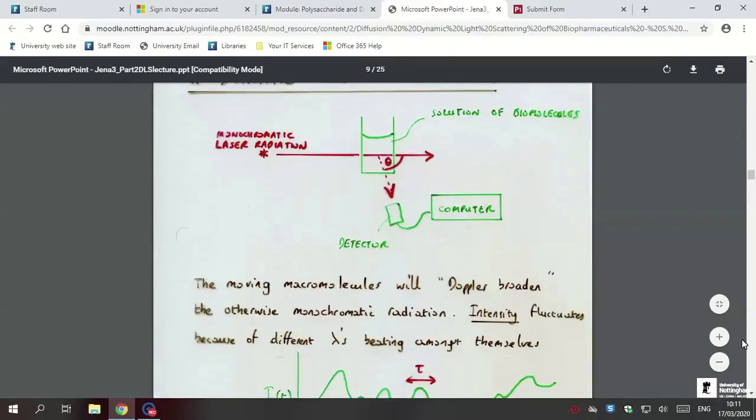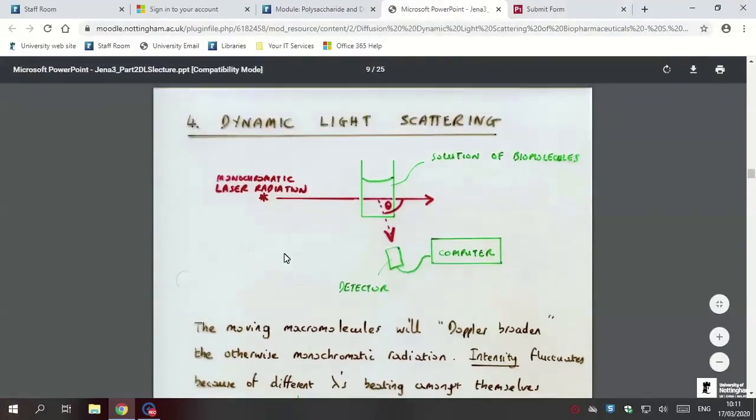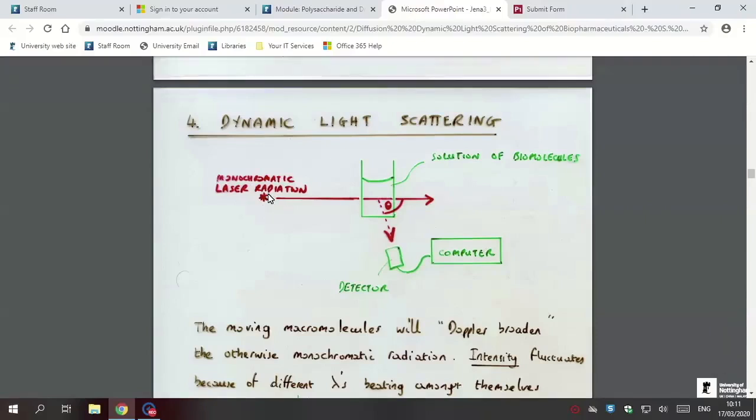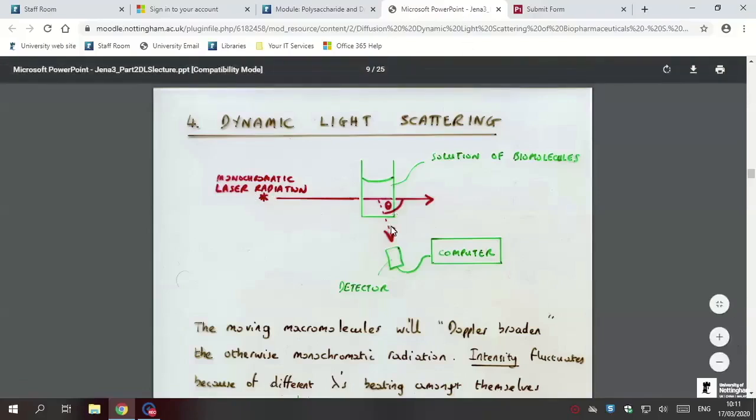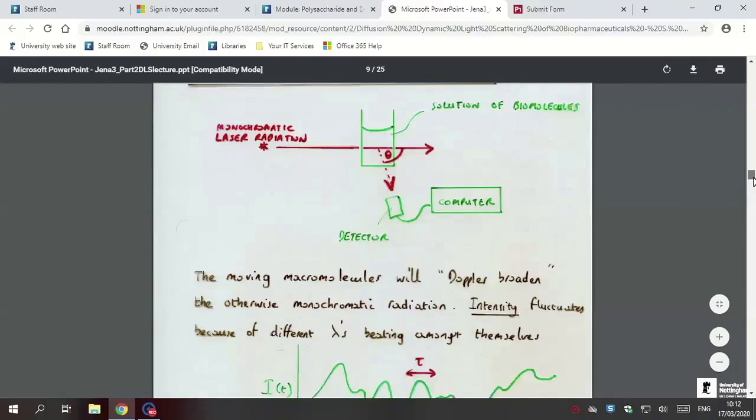Right, so this is the technique. Again, you don't have to reproduce this. This is how the light scattering technique works. So you've got your monochromatic laser radiation, which is conventionally red light, helium neon laser, but you can use argon lasers, which are green or blue, helium cadmium lasers. So you've got your solution of biomolecules, and then you measure the light scattered at an angle theta, picked up by a detector and passed to a computer for processing.